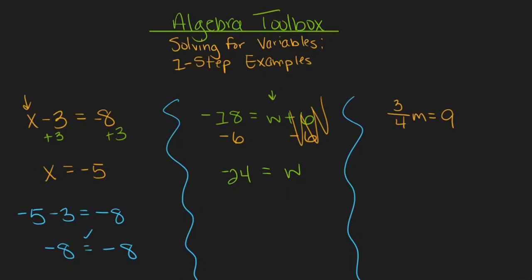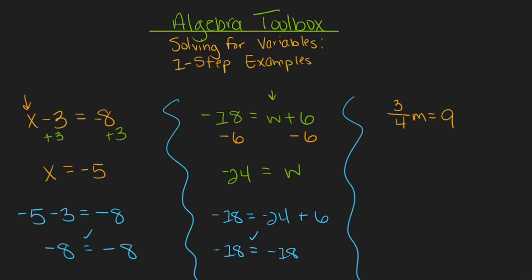Let's go ahead and do our check and make sure that the value of negative 24 actually makes our statement true. So we have negative 18 equals, instead of w, I'll write negative 24 plus 6. I don't have anything to do on the left-hand side, so I'll still just write negative 18 equals. On the right-hand side, I can add negative 24 and 6. Well, negative 24 plus 6 is negative 18, and negative 18 is equal to negative 18, so we know that we did our work correctly.